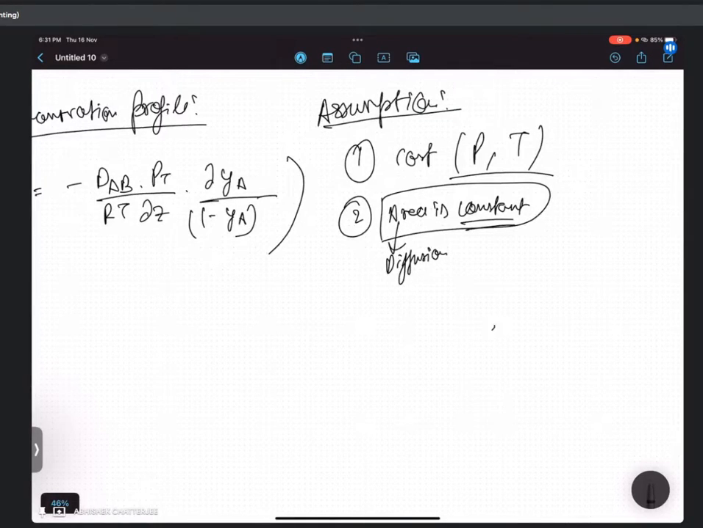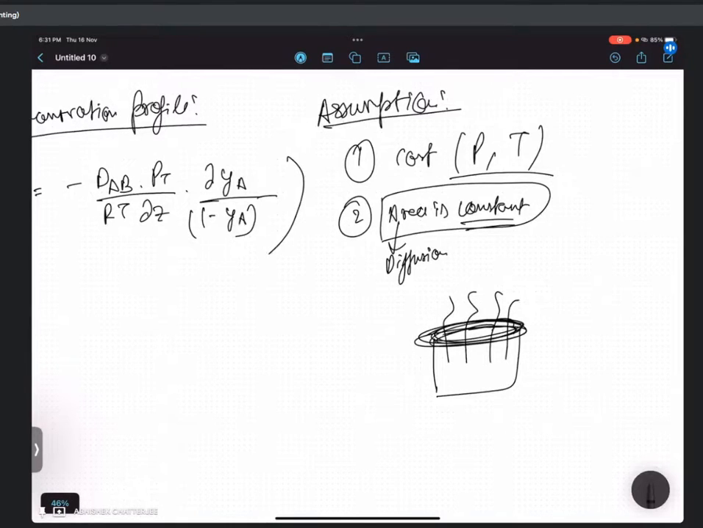Diffusion area is constant means, suppose you keep a beaker. What is the diffusion area here? It will be the cross-sectional area of the beaker. This is constant, no? The radius is not changing, because it is a cylindrical beaker. So it is said that the diffusion area is constant. Clear?